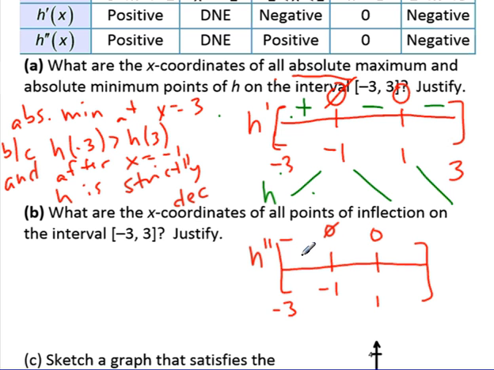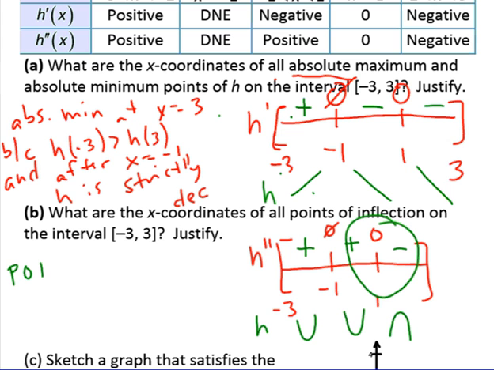h prime. But then between -3 and -1, h double prime is positive, which means that h itself is concave up. Between -1 and 1, it's positive, which means that h is still concave up. So that means no point of inflection there. And then on our last interval, negative, therefore concave down for h. So the only point of inflection that we have is going to be here. Okay, so we have a point of inflection at x equals 1 because h double prime changes sign.